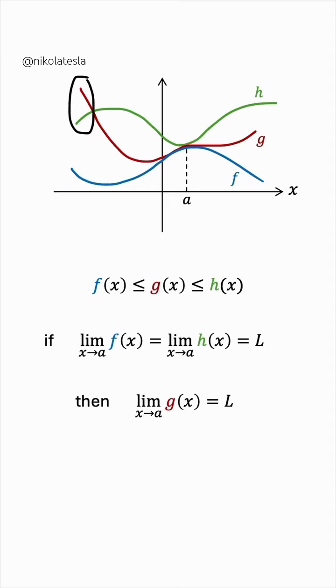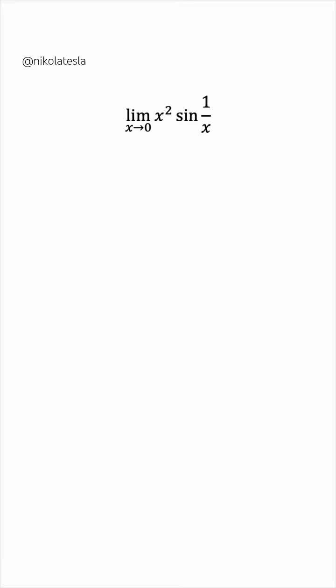Let's now take a look at a classic example. Say we want to evaluate the limit as x approaches 0 of x squared sine 1 over x. This is a very tricky one because if we try direct substitution, we get 0 times sine 1 over 0, which is like sine infinity.